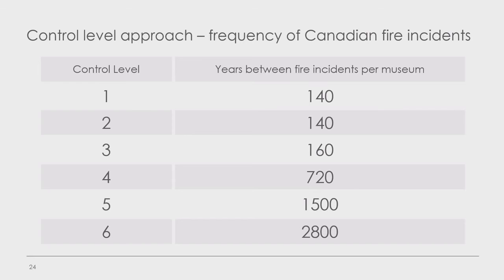Once assigned, the fire control level is associated with an expected frequency of fire incidents of any size, from small fires in portable heaters, for example, to large fires that affect the entire building. At lower control levels, a fire incident is expected at roughly every 150 years. And this is based on Canadian fire statistics. With improved fire protection at the higher control levels, the frequency is expected to be reduced significantly.